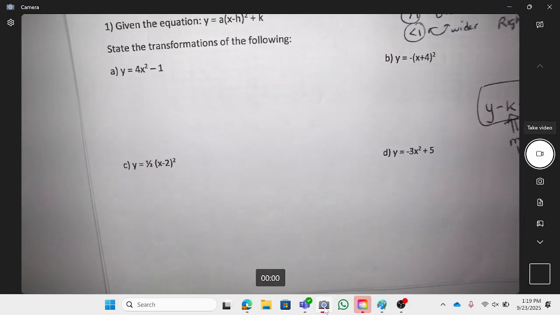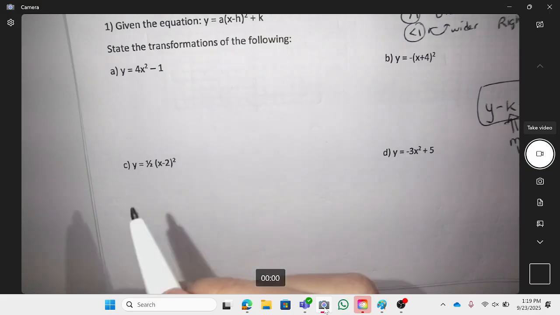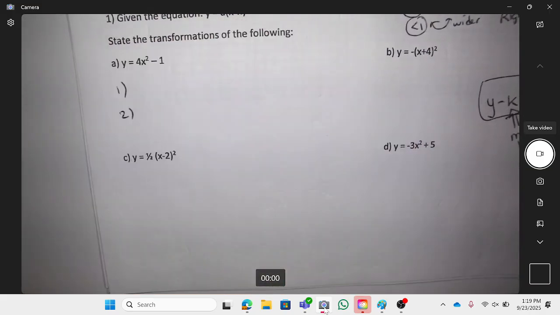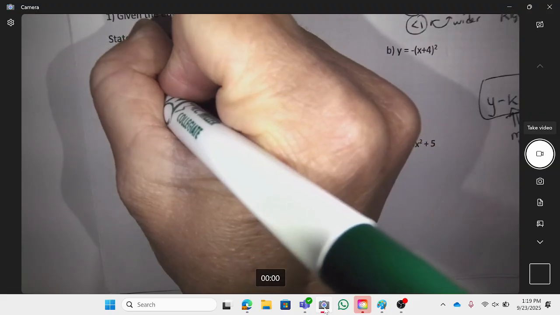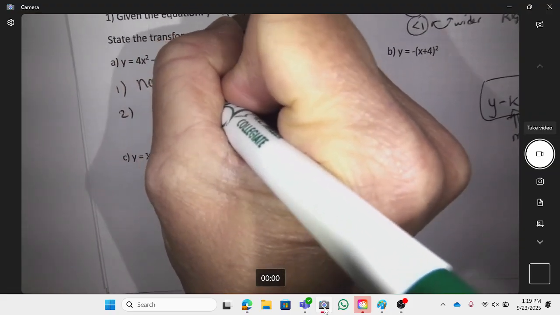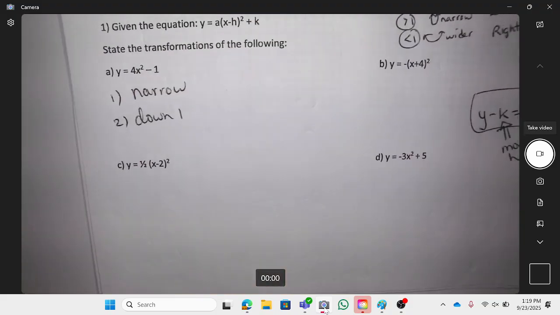Okay, you're going to kind of quiz yourself here. Transformations. Give me 2 answers in words. So we had our normal thing. How does it change? You get 30 seconds to answer each question, and then I'm going to grade you. 2 answers. The vertex is going to be down, like 1 down. Okay, I'm looking for, ready? I'm looking for the word narrow and down 1.